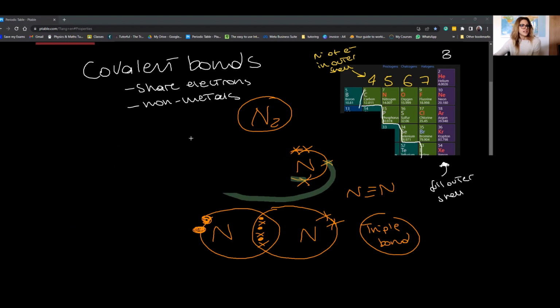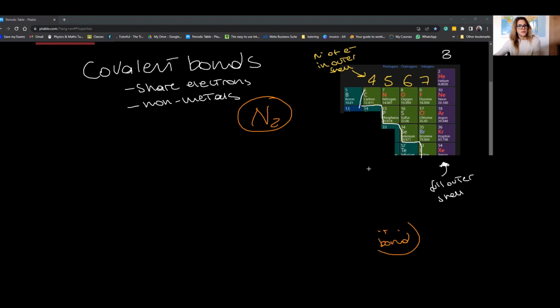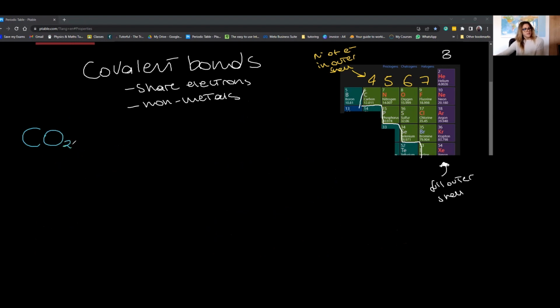Doing it as if we don't know the type of bond that is going to be present between those. Okay, so let's take another molecule. For example, CO2, carbon dioxide. So we know that we have 1 carbon and 2 oxygen. We don't know how they're bonded. We know it's covalent because they're 2 nonmetals.